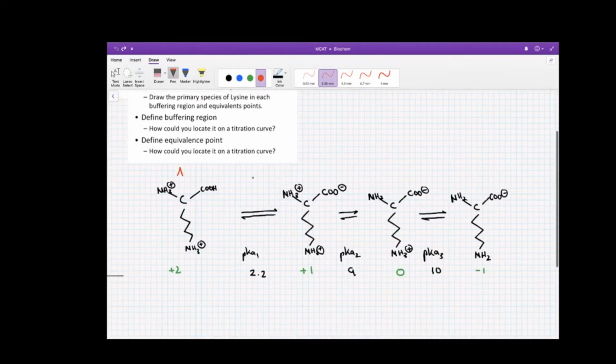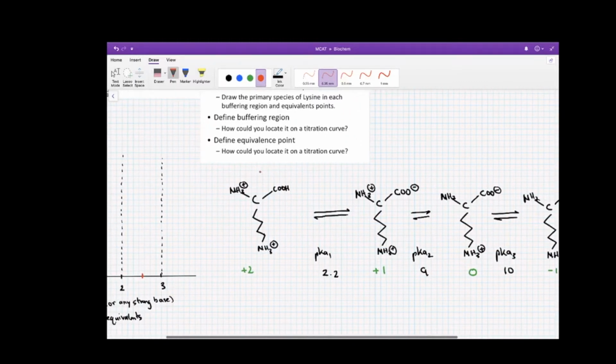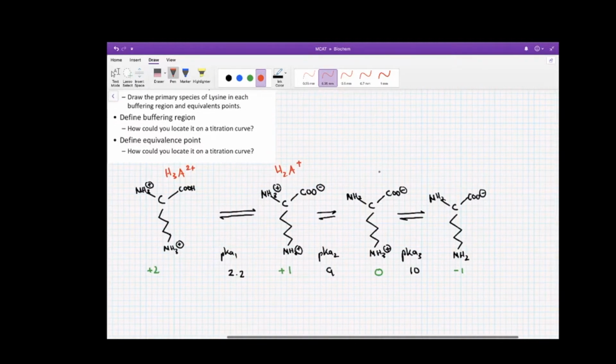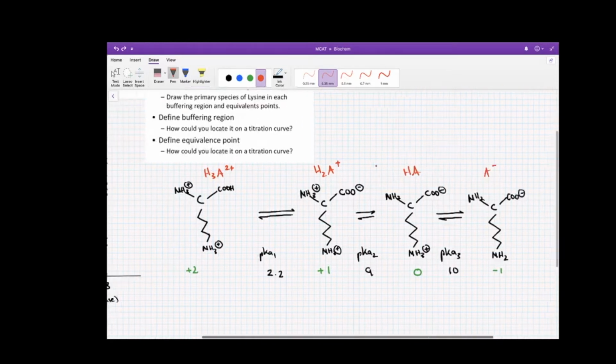Another way you could think about it, which I prefer because it's a bit more all-encompassing, but it could be a little confusing for some students, is H3A 2+, H2A+, HA neutral, and also A-. And this actually goes perfectly with the formal charges that we attributed. The A is just our molecule of interest. This could have been any other amino acid that has 3 pKa's. So I'm actually going to notate everything in this way.